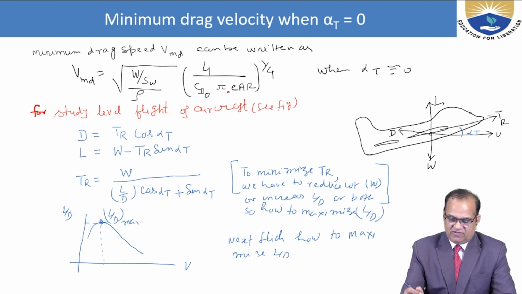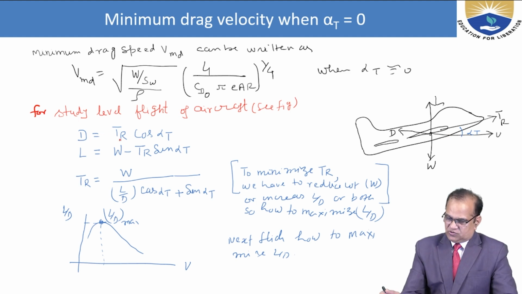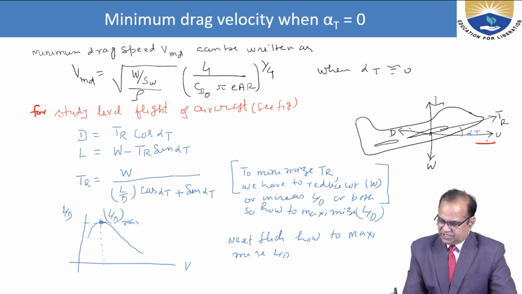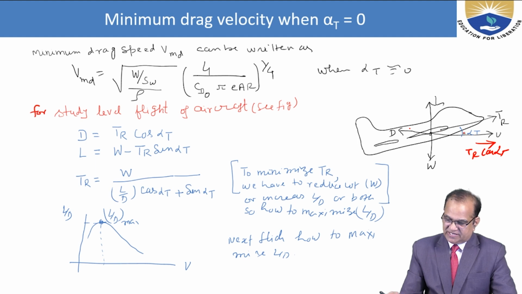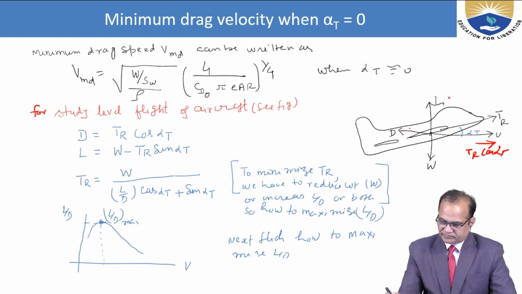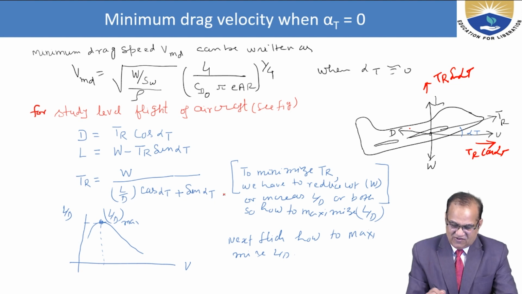For steady and level flight of the aircraft, see in this figure, D is equal to TR cos alpha t. Here it is TR cos alpha t, and L is equal to W minus TR sin alpha t. So W minus TR, one component will be here, that is TR sin alpha t. So we can write TR is equal to W by L by D cos alpha t plus sin alpha t.